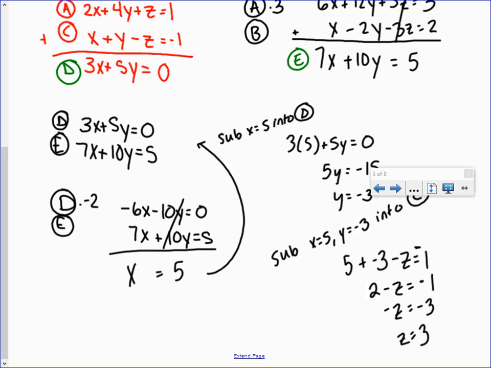Therefore, z equals 3. What should your answer look like? Ordered triple, x, y, z. So we actually solved in order x, y, z, but make sure that you put them in the ordered triple in the correct order. Okay. So your final answer here will be 5, negative 3, 3.